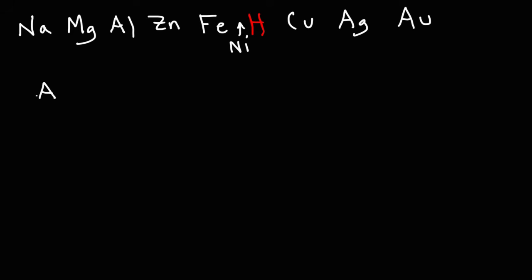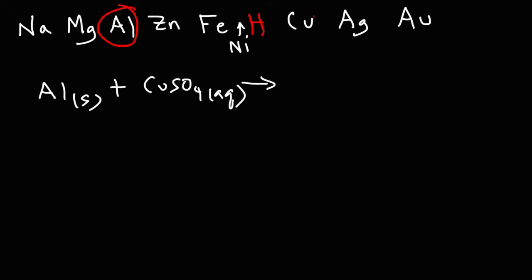Now let's consider this example. Aluminum metal reacts with, let's use copper sulfate. What's going to be the products of this reaction? And will this reaction proceed? Well, looking at the activity series, we can see that aluminum is much stronger than copper in terms of reducing ability. Aluminum is a stronger reducing agent than copper. So it can certainly displace copper out of the solution. It can reduce the copper 2 plus ion into copper metal.